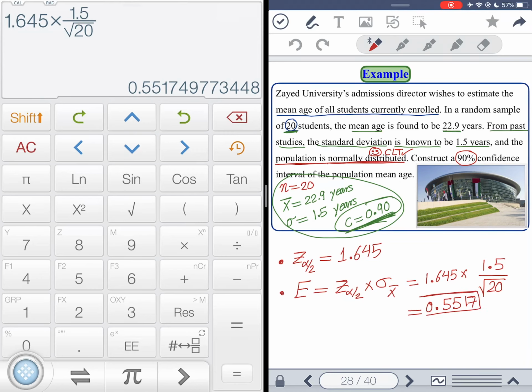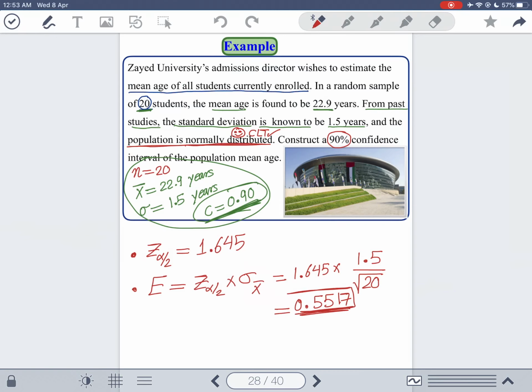Okay, let me take 4 digits. Margin of error, you can take 2 digits if you want. Usually you match the margin of error to what is given here. We have 1 digit after the decimal, so you can match it to 1 digit after the decimal, but if you want to be more accurate, I will take 4 digits after the decimal. It all depends on your taste.